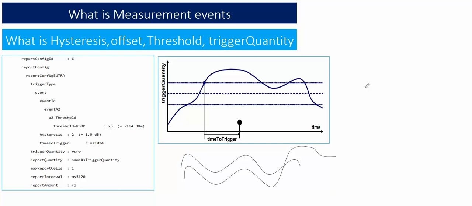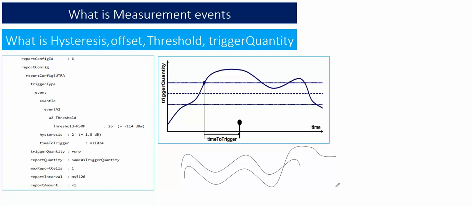Hi friend, today I am going to discuss measurement events. But before going into events A1, A2, A3, we should know a small point. We should know what is hysteresis, offset, threshold, trigger quantity, report quantity, maximum report cells, report interval, report amount. If we understand these small things, then we can easily understand the trigger and the measurement event.